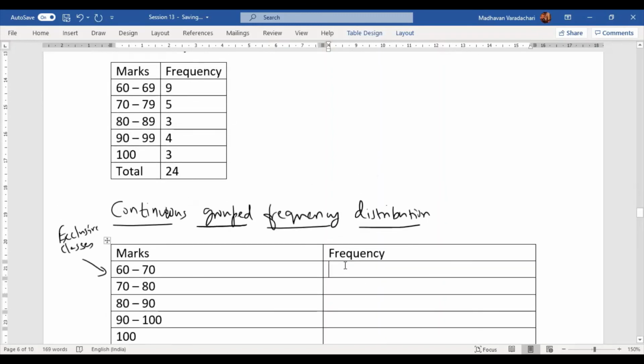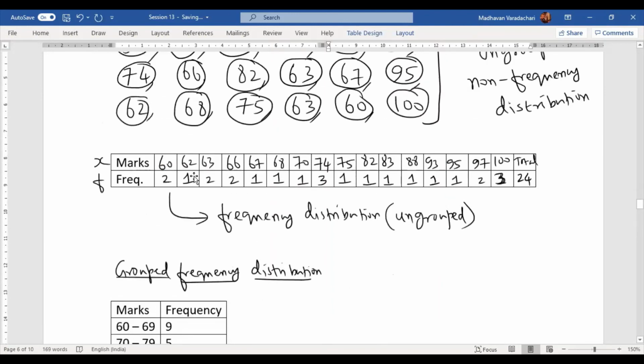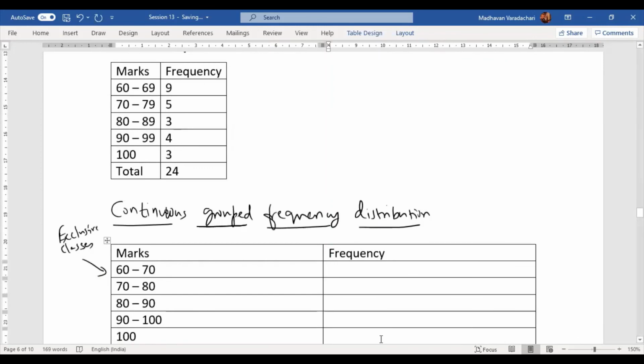Now 60 to 70. I should not consider 70 in this. So again it will be the same, 9 only. 70 to 80, here 80 should not be considered. Again the frequency will remain the same, 5. Here 90 will not be considered. So again the frequency will be 3 only, no change. Here 100 will not be considered. So again it will be 4 only. This one 3.